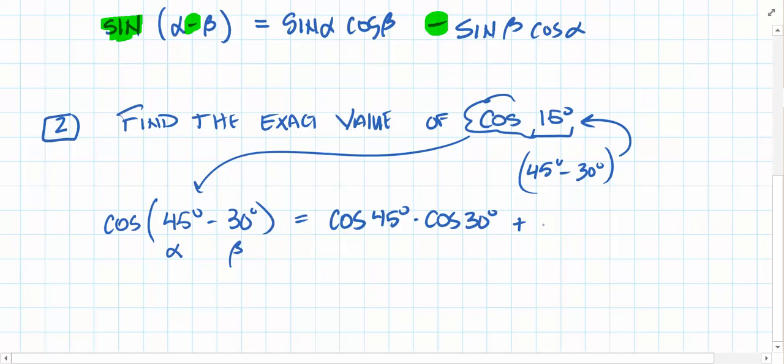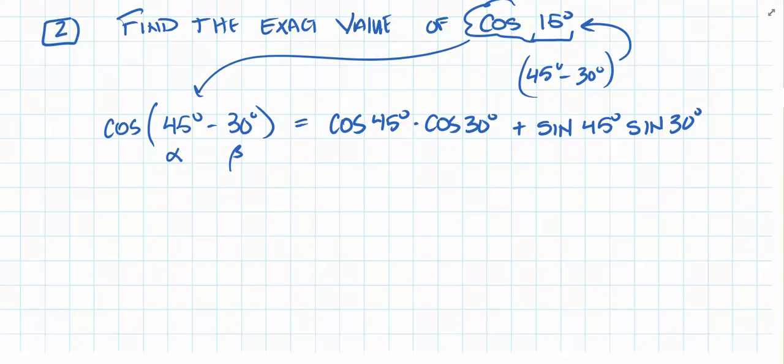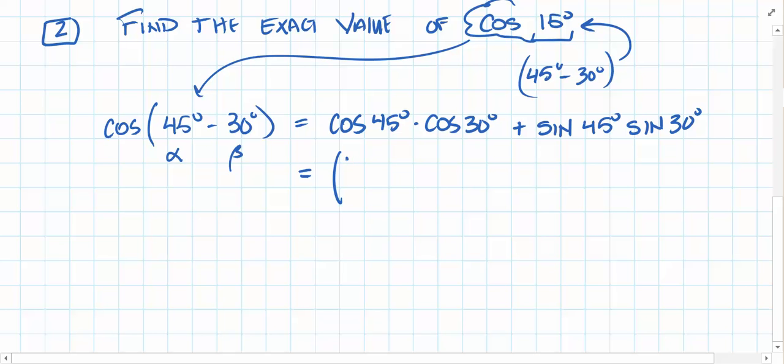So I'll go plus the sine of 45 degrees times the sine of 30 degrees. Good. So far, so good, everybody? All right, good. Now what we need to do is, do we have an exact value for the cosine of 45 degrees? What does it equal? What's the exact value for that? Very good. This is equal to root 2 divided by 2.